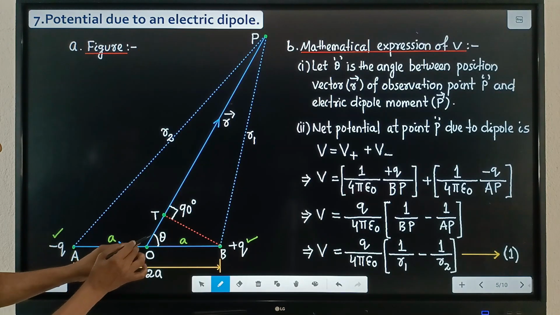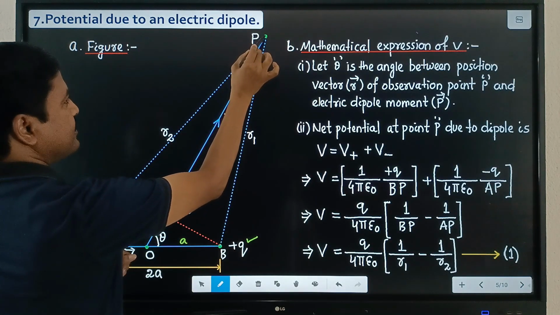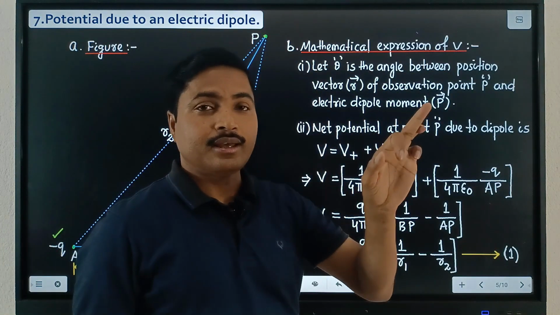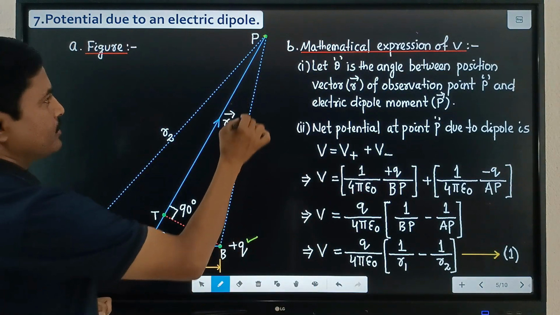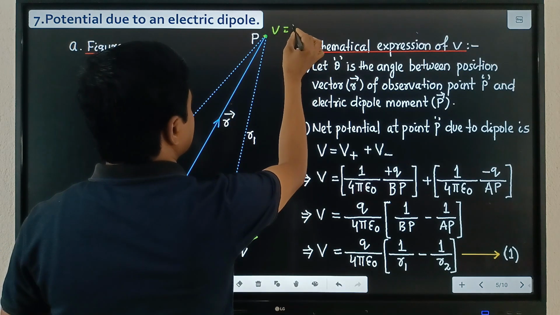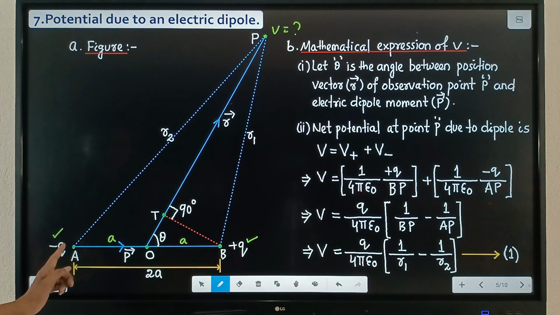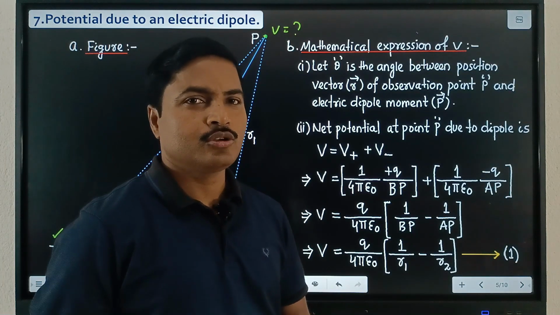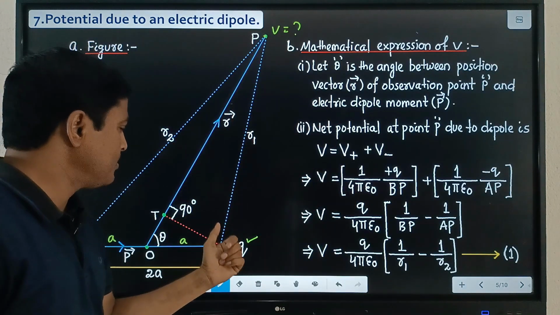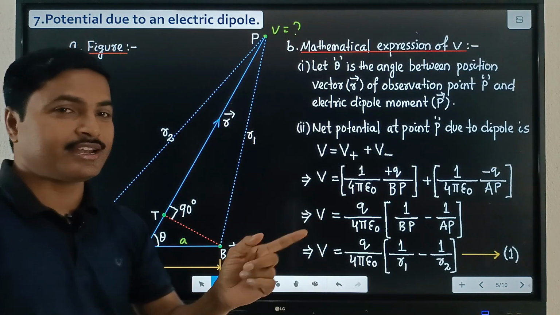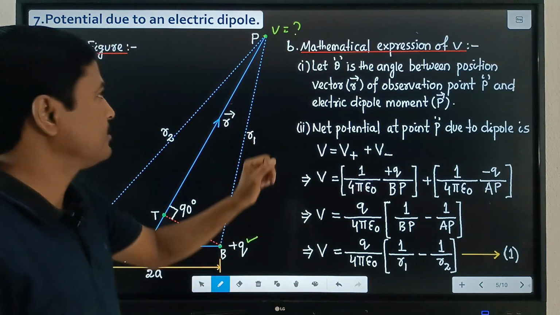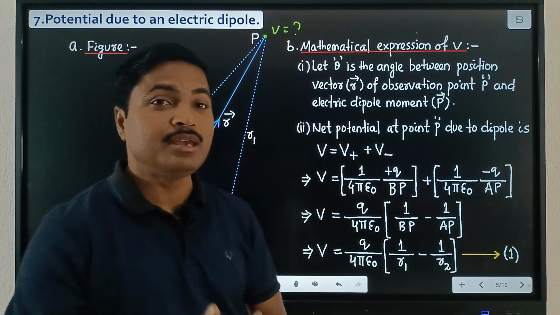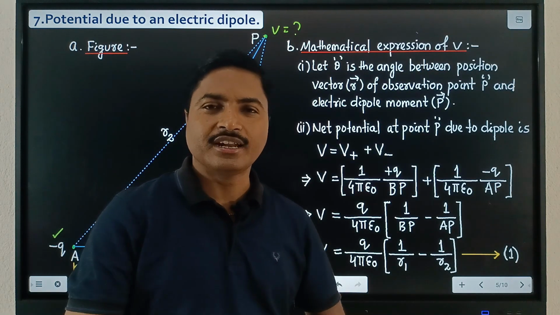And from the center of the dipole we draw a line. Suppose this point is point P, and P is the observation point. That means at point P we will calculate the magnitude of the potential due to the minus q charge and also due to the plus q charge, because the 2 charges are there. So at point P, the potential due to the plus q charge we write V plus. Similarly at point P, the potential due to the minus q charge we write V minus. Clear?